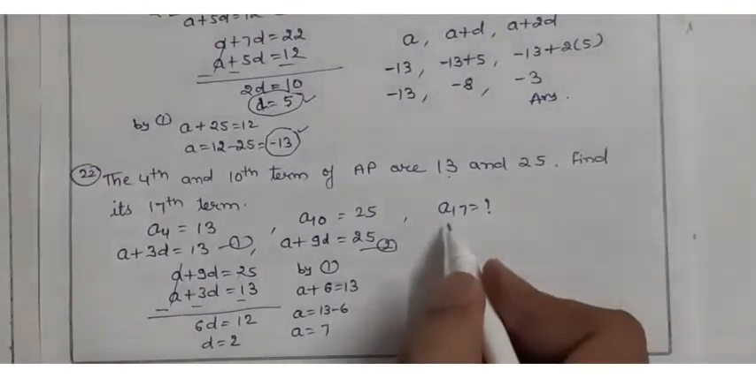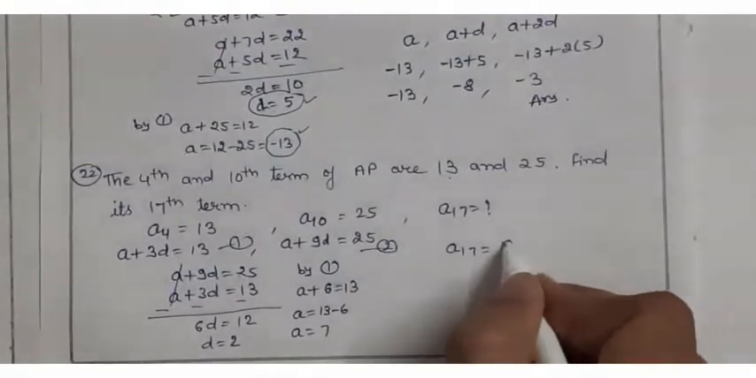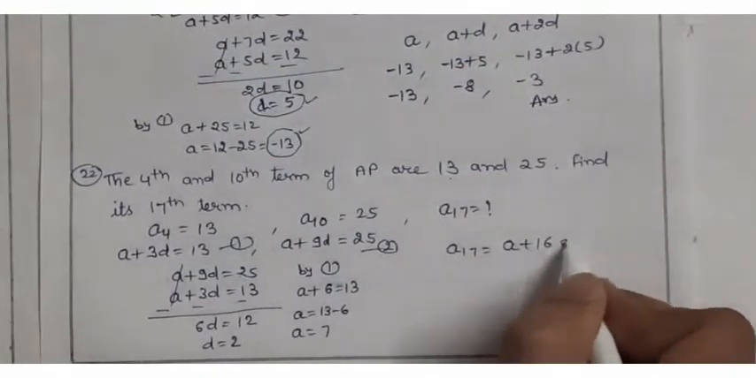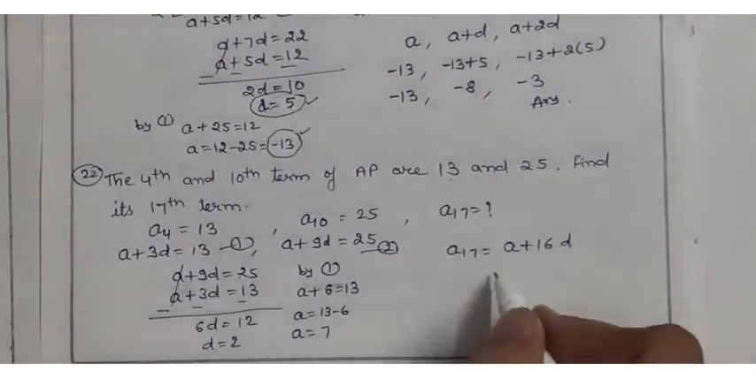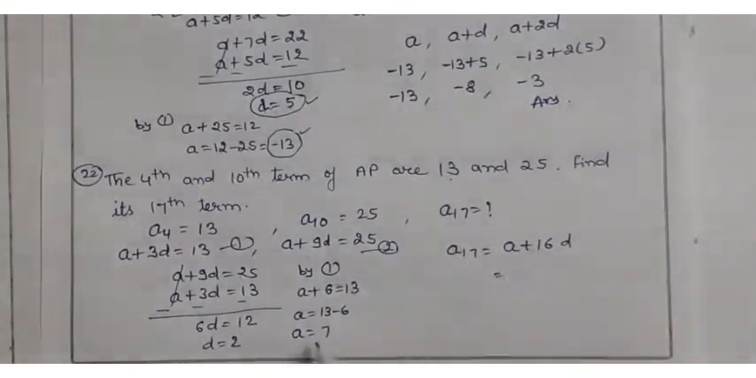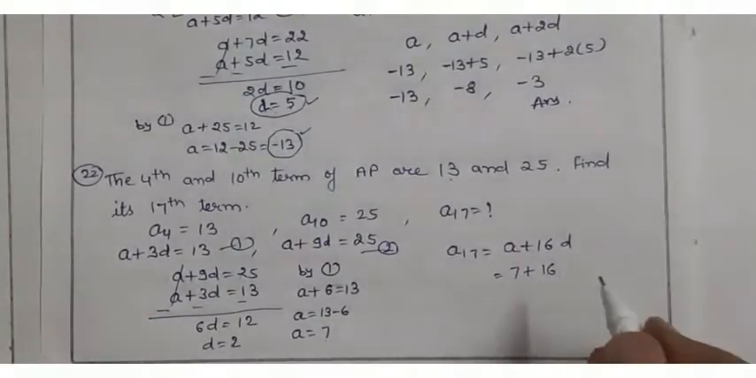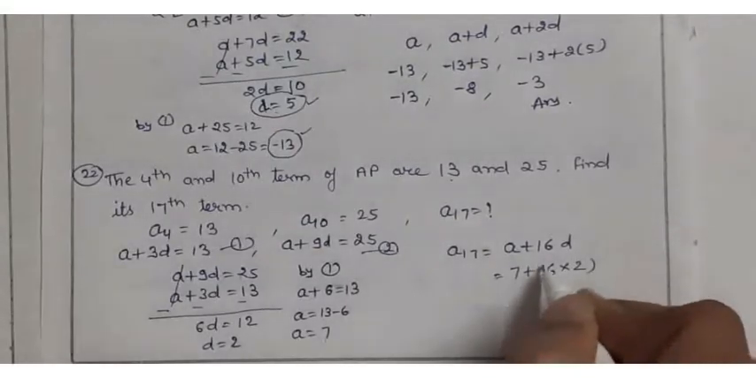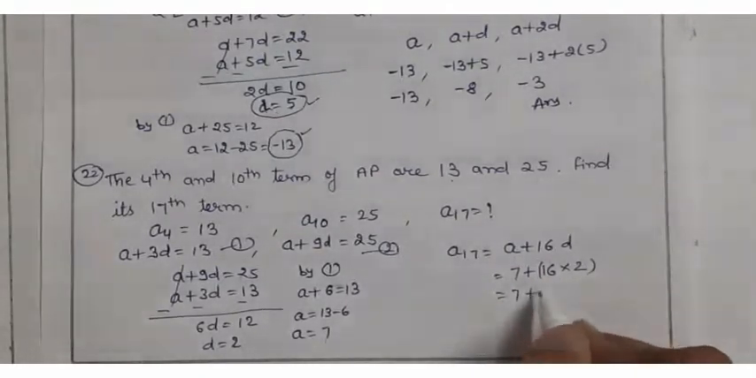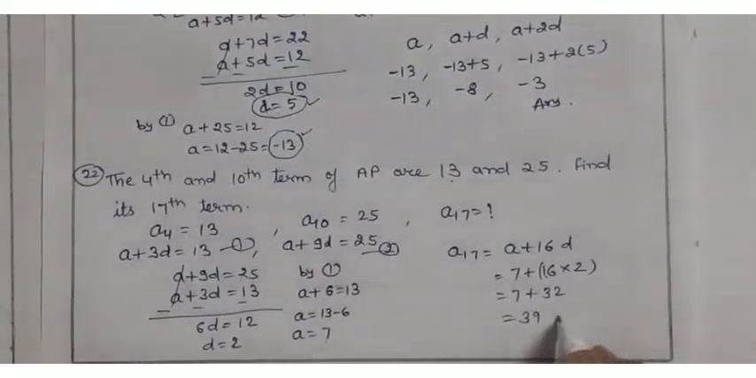What you have to find? You have to find A17. A17 means what? A plus 16D, isn't it? Like this way you can get, no? A is what? A is clearly 7. Okay, then 16 into D is what? D is 2. Then 7 plus 16 twos are 32. 32 plus 7 is 39.